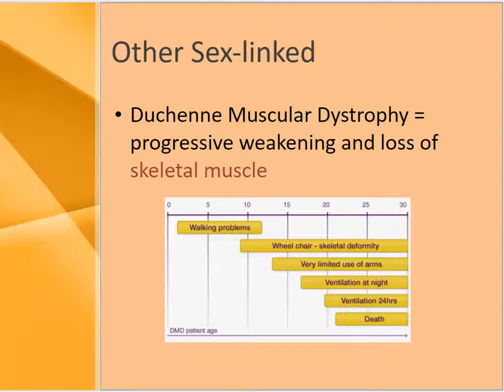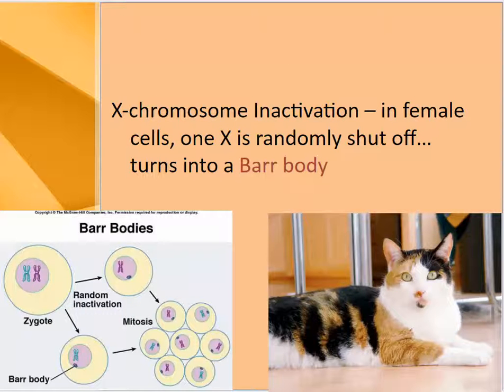Limited use of arms, ventilator at night, and then ventilation 24 hours, and you could die within your 20s, so it's a sad disease. Other topics relating to the X and the Y chromosome are X chromosome inactivation. Females have two X chromosomes, and that actually winds up being too much when it starts making proteins as you go through life. So the female body turns one of those X chromosomes off randomly.